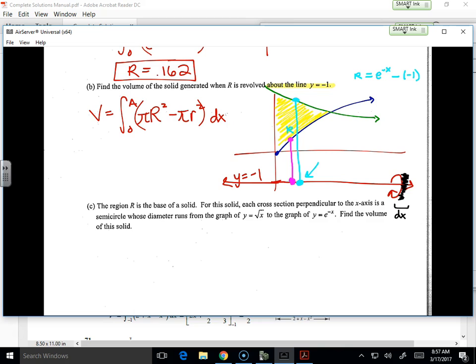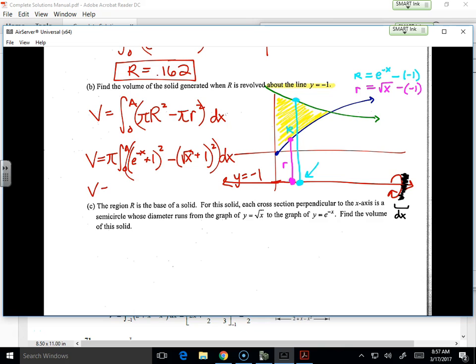What's the top of little r? The square root of x. Minus, what's the bottom? y equals -1. Right? So what are we going to do when we plug all this in? V is equal to, we can pull out that pi. So we pull out that pi. Don't forget about him, but we pull him out. Big R squared, well we know who he is: e to the -x plus 1, squared, minus little r squared: the square root of x minus -1 is plus 1. Careful, the square root ends with the x. Squared. All of that is inside an integral of dx.